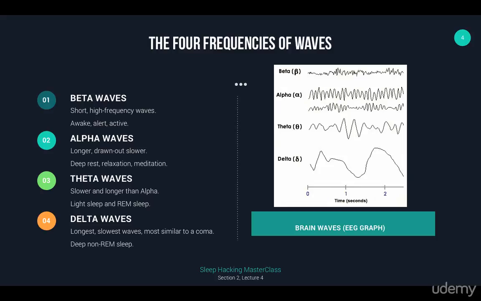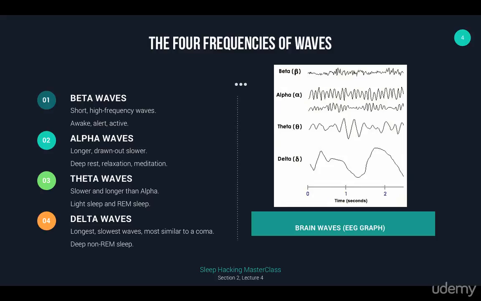The second type are called alpha waves. These are longer, drawn out, slower. We can actually move from beta to alpha by ourselves if we engage in deep rest with our eyes closed, if we simply relax on the couch, or if we practice meditation. It's even been shown that prayer can influence our brainwave patterns. Other ways are breathing exercises, and we'll talk about that a little later.